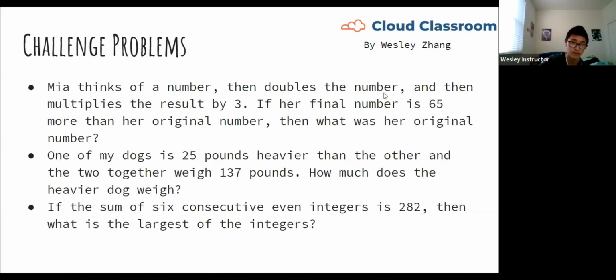But I want the heavier dog. And it says here, the heavier dog is 25 pounds heavier than the lighter dog. So 25 plus 56, the answer is 81. So the heavier dog is 81 pounds.